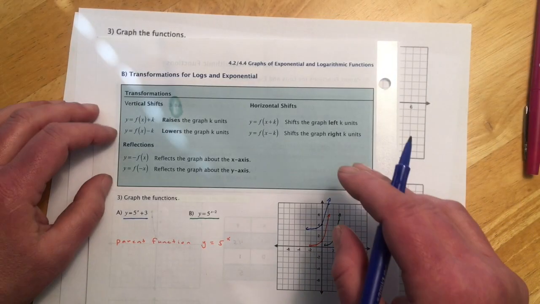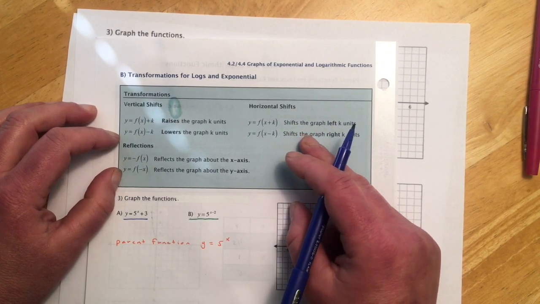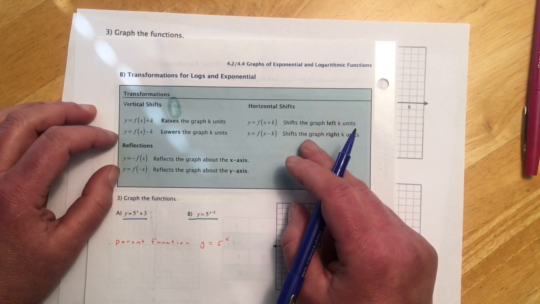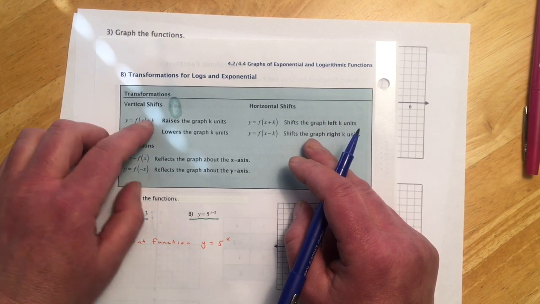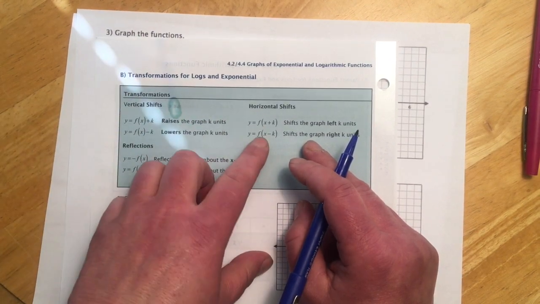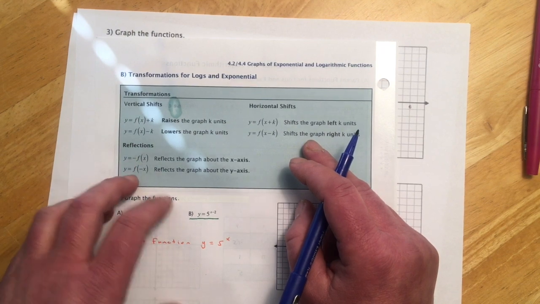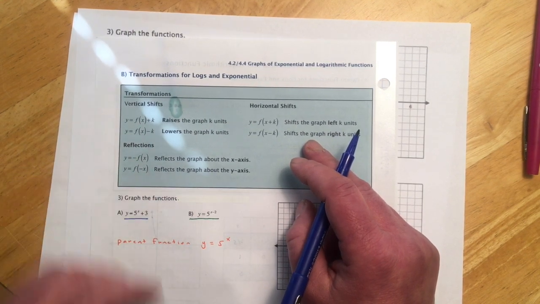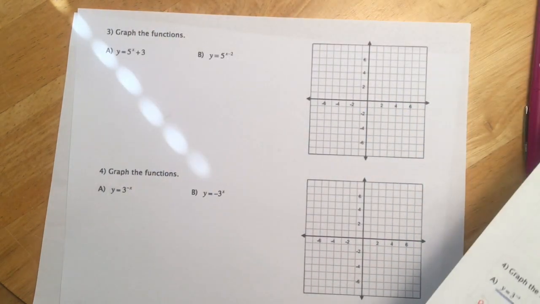So if you look at the notes I have in there, they're all the same shifts that we saw back in 1.5 transformations, except we're not doing the stretches and shrinks in this section. So we're sticking to vertical shifts. Remember, that's where you add or subtract outside the function. Horizontal shifts, that's where you add or subtract inside the function. And then reflections, and that's the negatives, either inside or outside. So let me show you what that would look like with some of the exponentials and the logs.